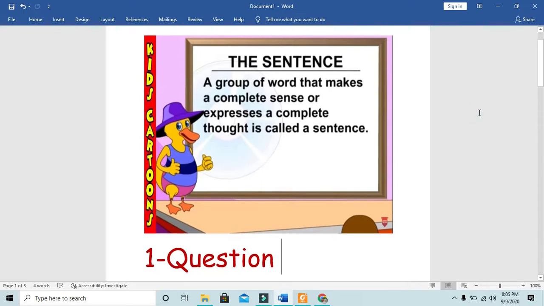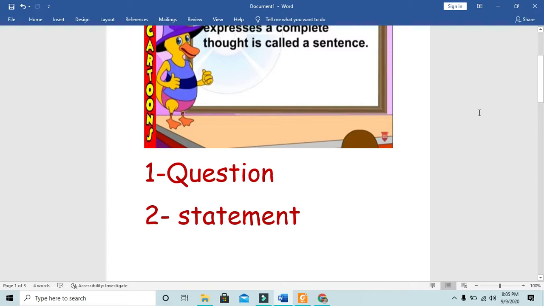And we learned that the sentence has 4 kinds. This week we studied 2 kinds of them, question sentence and statement sentence. What is a question and what is a statement? The question is a sentence we say when we want to ask about something, like, what time is it now? Will we go together after the class? When can we finish our homework? Is that your phone? This is a question sentence.